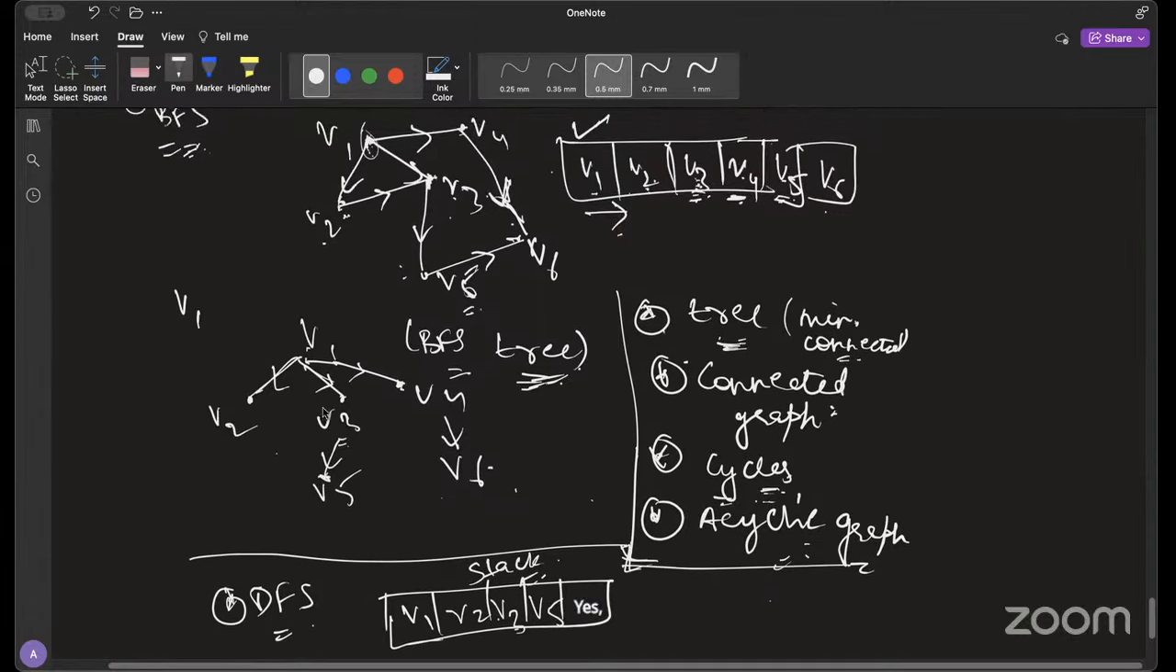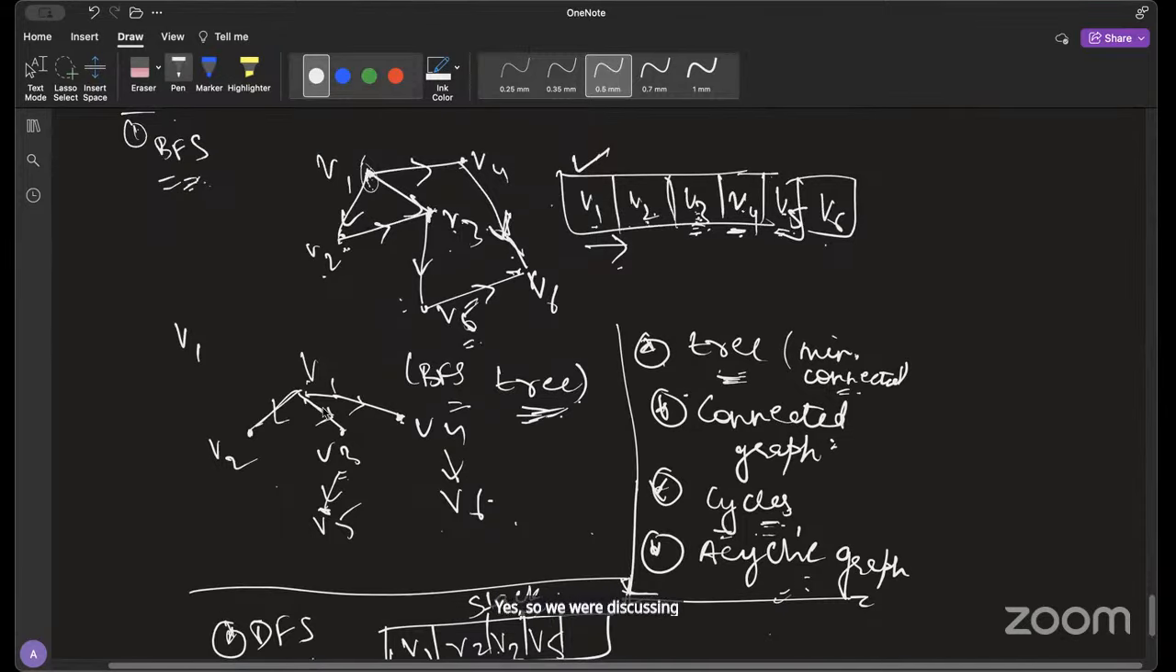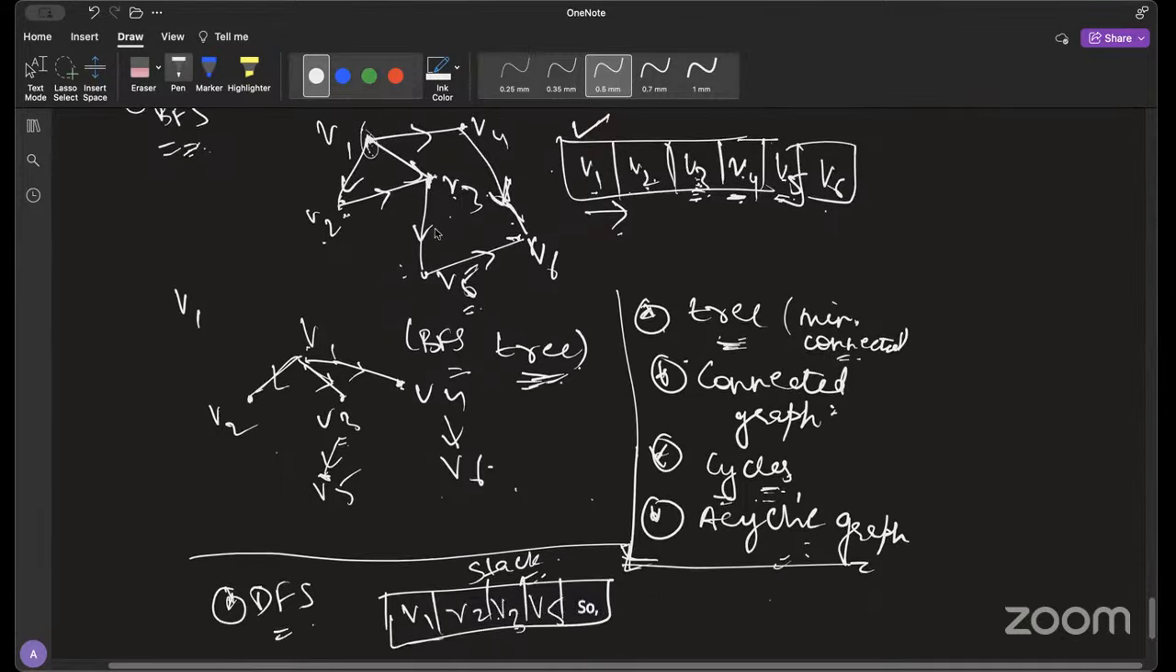Yes, so we were discussing the depth first search. Let's do the depth first for this one. You start with V1 and then you have V2. Instead of exploring the breadth first, you go into the depth first. So after V2, you go to V3 directly, then to V5, and then to V6, until you can't go anywhere. From V6, you can't go anywhere, so you stop here.